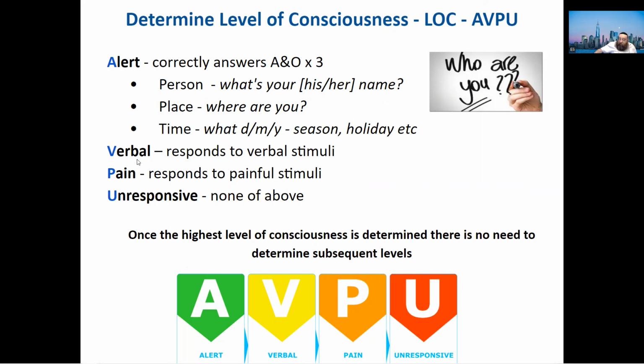If they get one wrong, two wrong, or they don't answer any of them, then we see if they're verbal. Do they respond in any way to your verbal stimuli? Do they respond to you when you talk to them? Yes or no? If it's no, we go to pain, and now we inflict pain. We'll show you how to do these things on skill nights. They respond to pain, they don't respond to pain, we need to know. Unresponsive means they did not respond to any of these. Make sure you understand this, make sure you know how to do this.